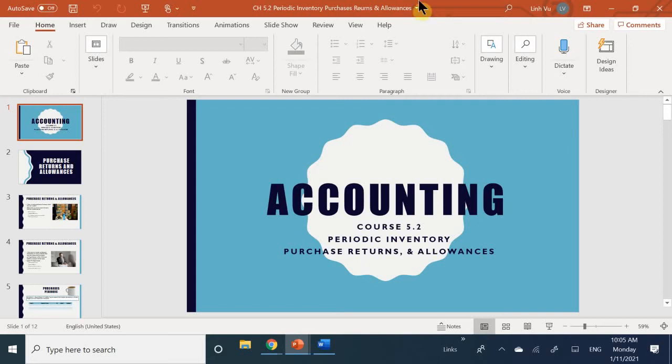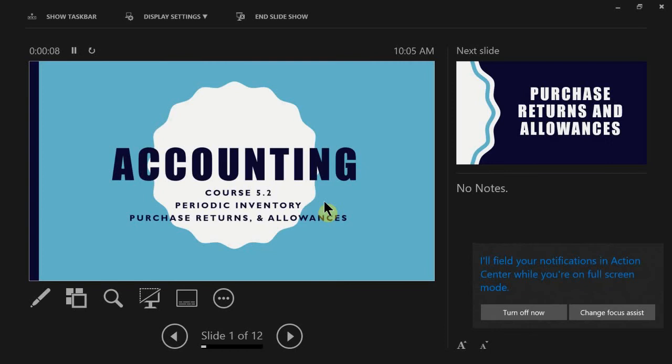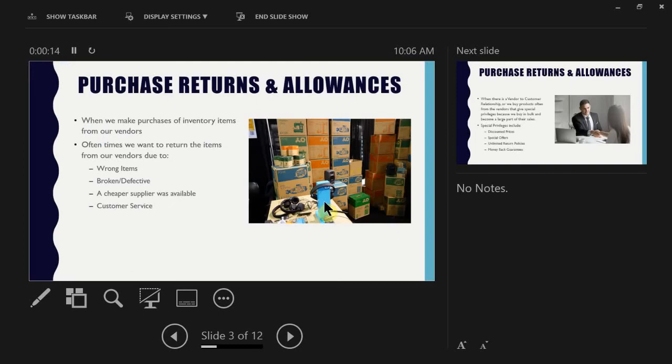All right. Now, continue on with chapter 5. We're making purchases. We also have to understand there's returns and allowances. So, purchase returns and allowances. Of course, when it comes to purchasing inventory from our vendors, there's a lot of things that can happen, especially when the items are being shipped.